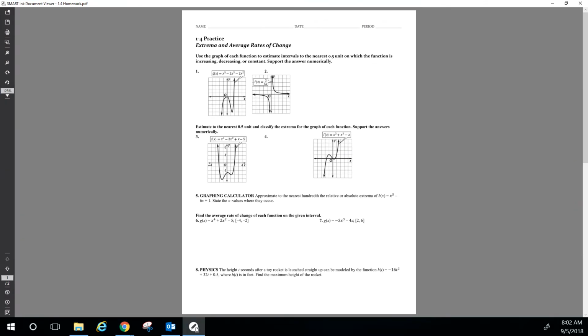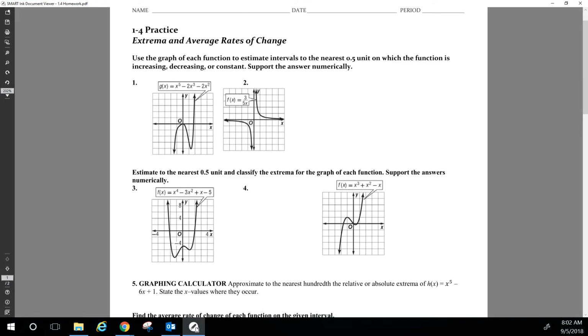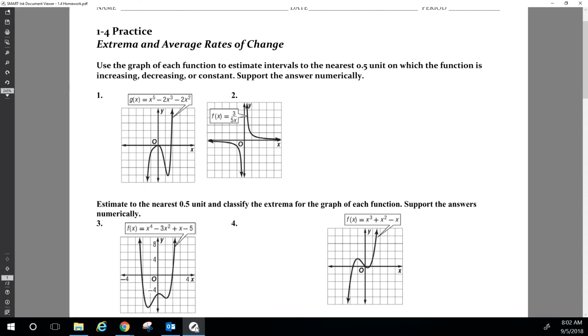So for number 1, sorry things got bunched up together. So for number 1, we're trying to find the intervals where we are increasing, decreasing, or constant. So my graph is getting bigger from negative infinity to 0. So from negative infinity to 0, we're increasing.